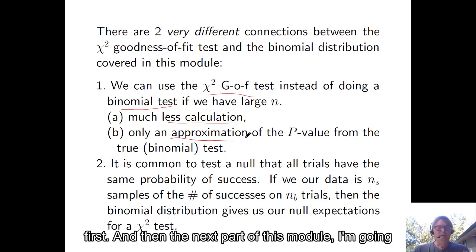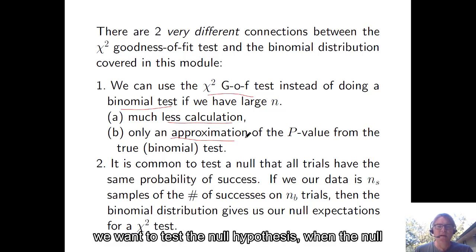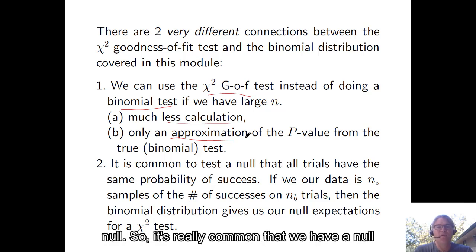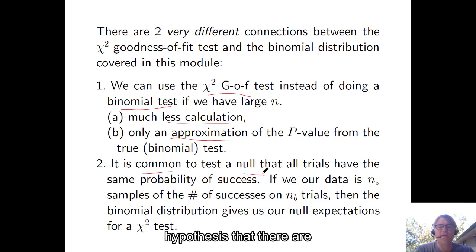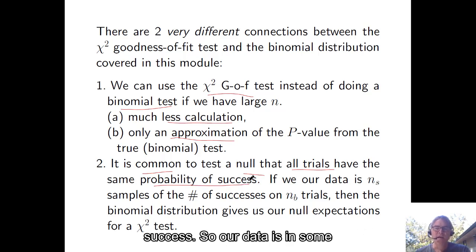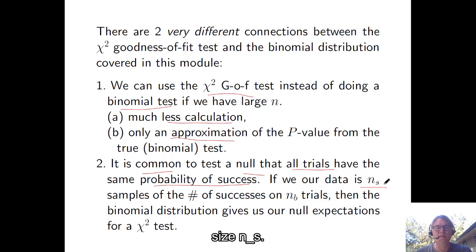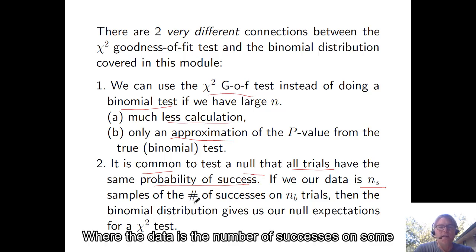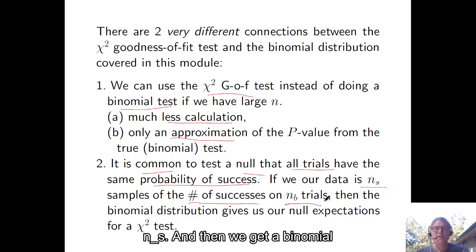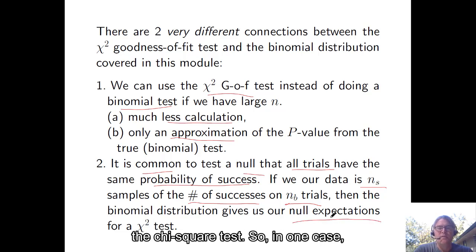And then the next part of this module, I'm going to talk about cases where we want to test a null hypothesis where the null hypothesis calculations come from the binomial. So it's really common that we have a null hypothesis that there are multiple trials and they all have the same probability of success. So our data is in some kind of count. So we have some sample size n sub s where the data is the number of successes on some number of trials, which can be different than n sub s.